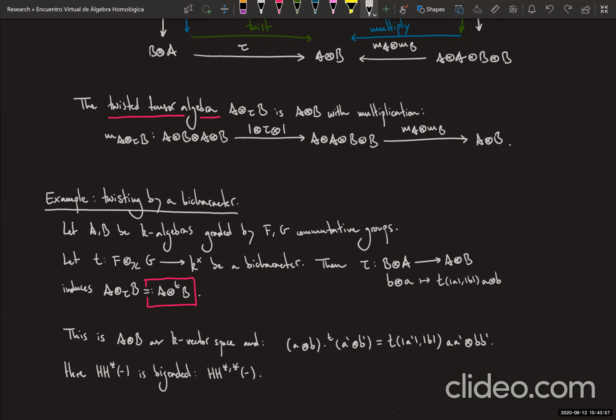And then the multiplication is given by permuting the two elements in the center, B and A prime, and then just adding the corresponding unit element from the base field coming from the bicharacter. An important thing to notice is that the Hochschild cohomology here is bigraded. We have a grading coming from the direct sum that we took of the X groups, and then we have another grading coming from A and B already being graded algebras by these commutative groups.